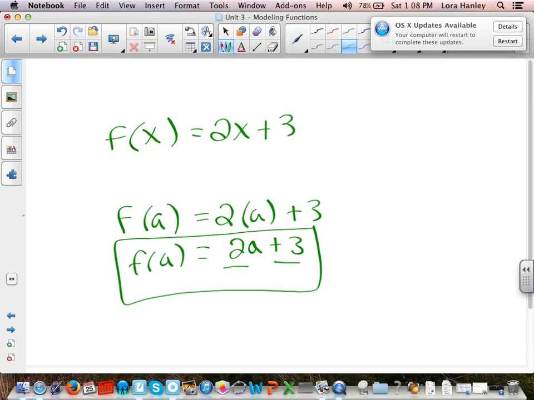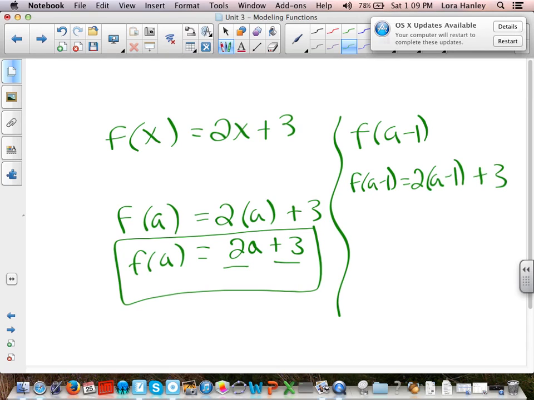If I were asked to find f of a minus 1, then we're substituting in a minus 1 for all of our x's. So f of a minus 1 would be equal to 2 times a minus 1 plus 3. Remember, when we see a number outside of parentheses, I need to distribute. So 2 times a is 2a. 2 times negative 1 is minus 2, or negative 2. Bring down your positive 3. Now what is negative 2 plus 3? That's a positive 1. So f of a minus 1 is equal to 2a plus 1.